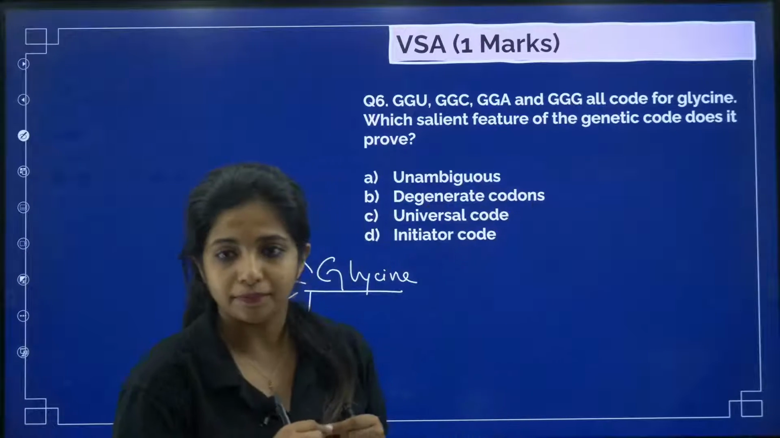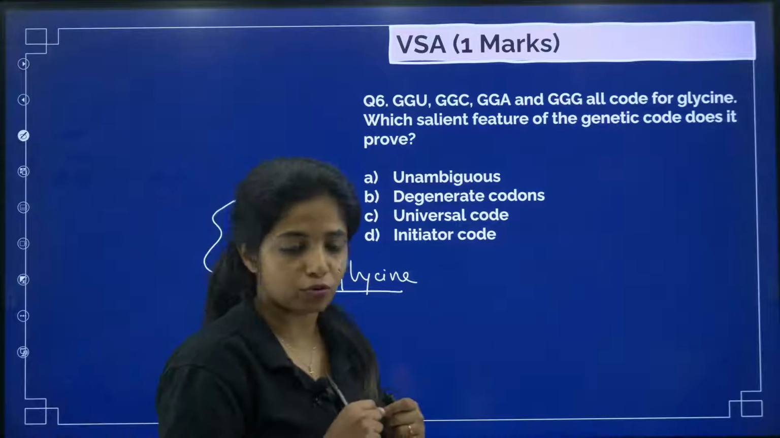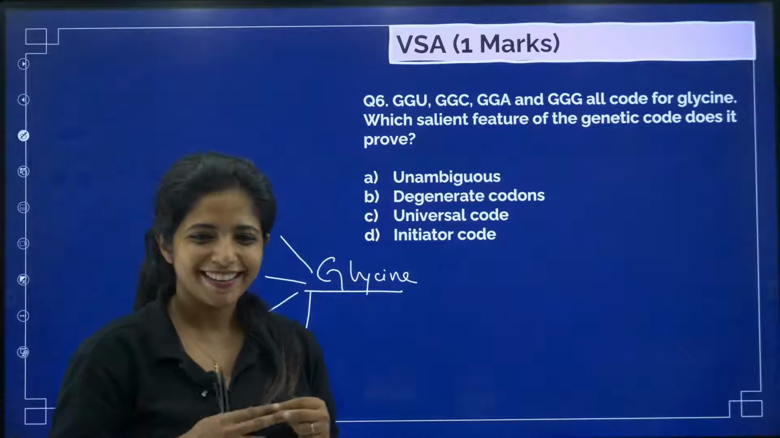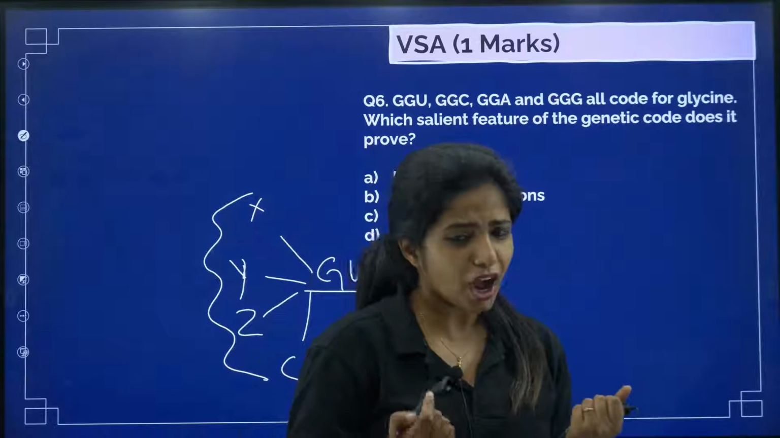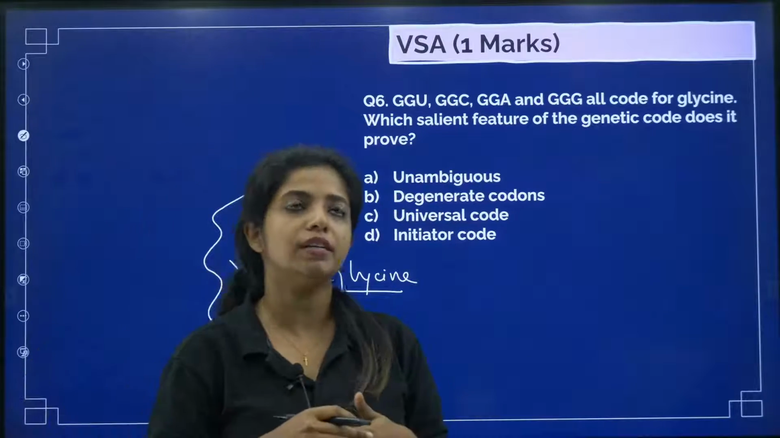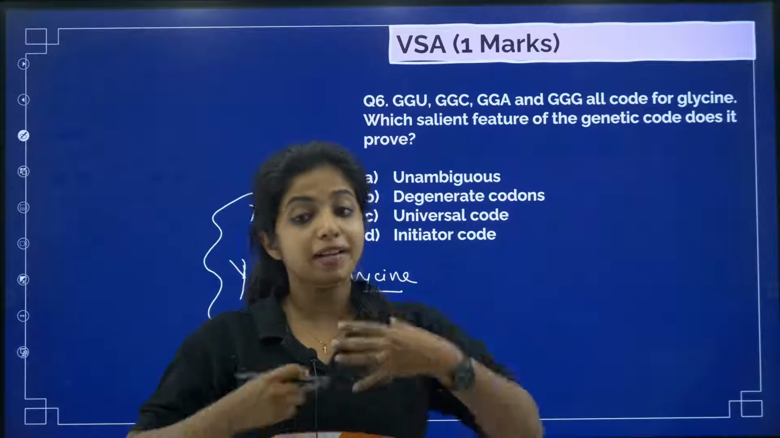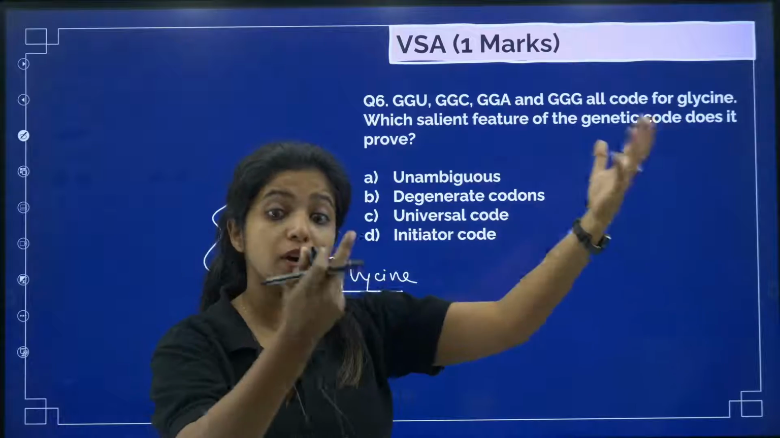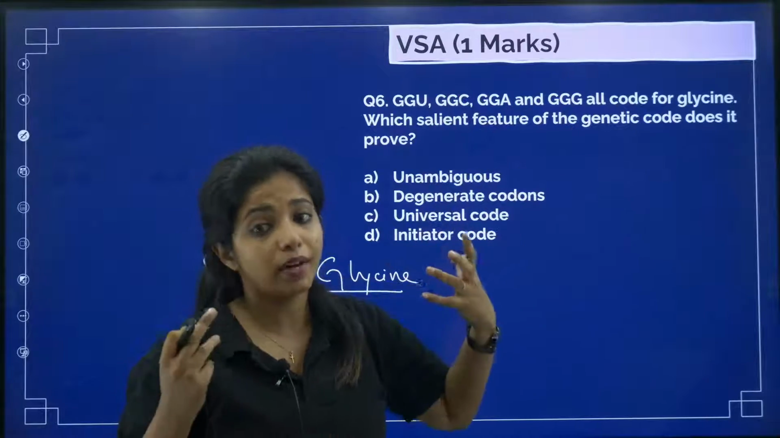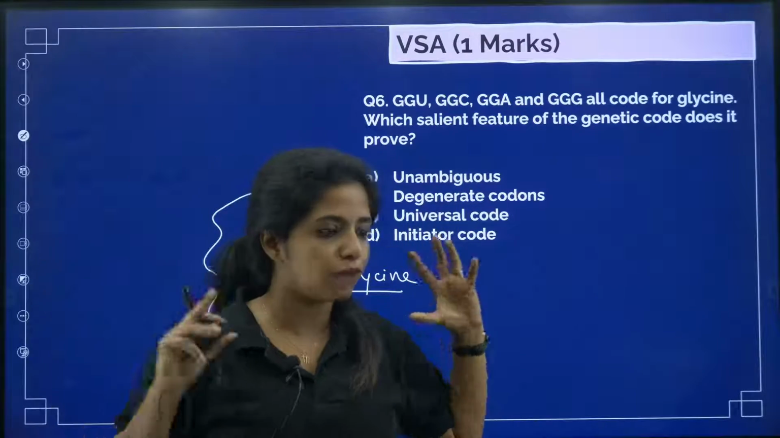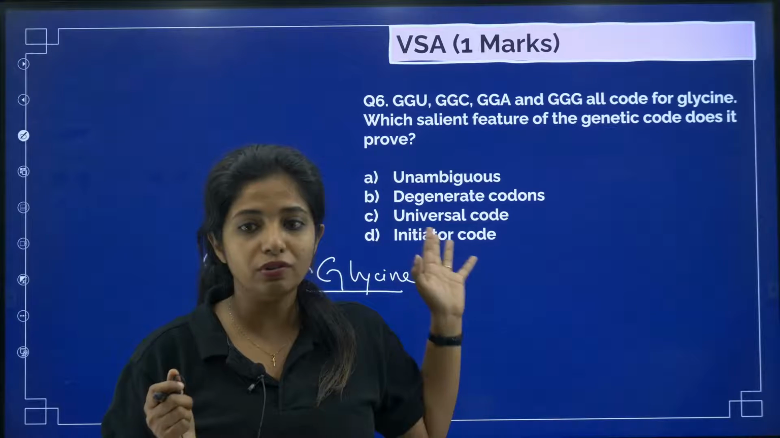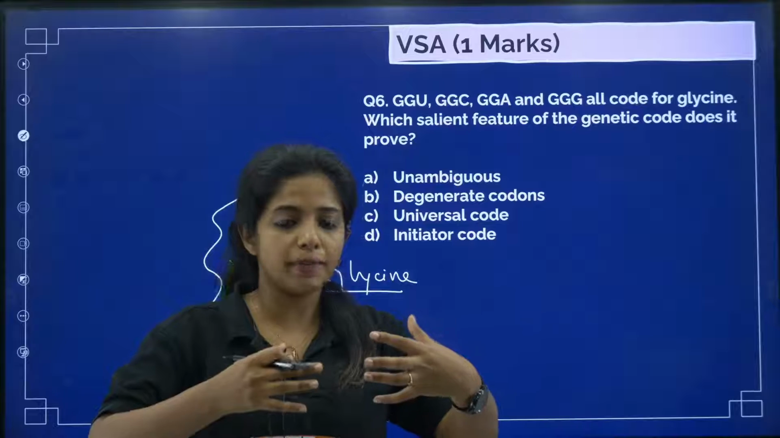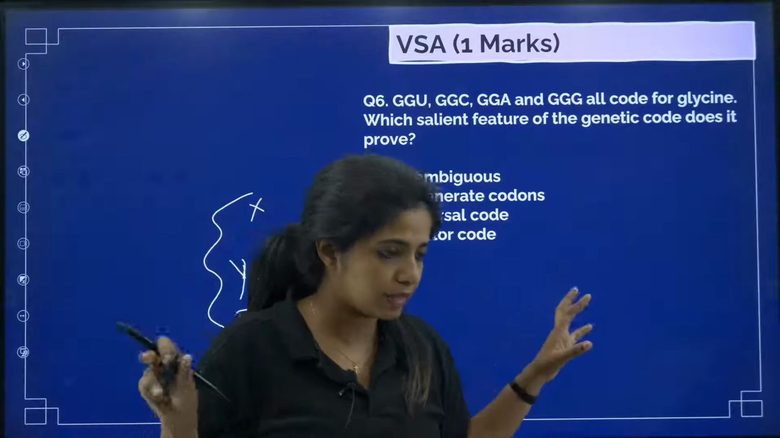Shagufta says 6B. Degenerate codons. Okay. Shaukat Ali says 6C. Okay. Universal code. How can it be universal code? Universal code is when, for example, I have this codon for glycine, and E. coli also has the same codon for glycine. That is when I say that the codon is universally the same for everyone. So I cannot use the universal code over here. And unambiguous means it does not have commas, full stops and things like that.